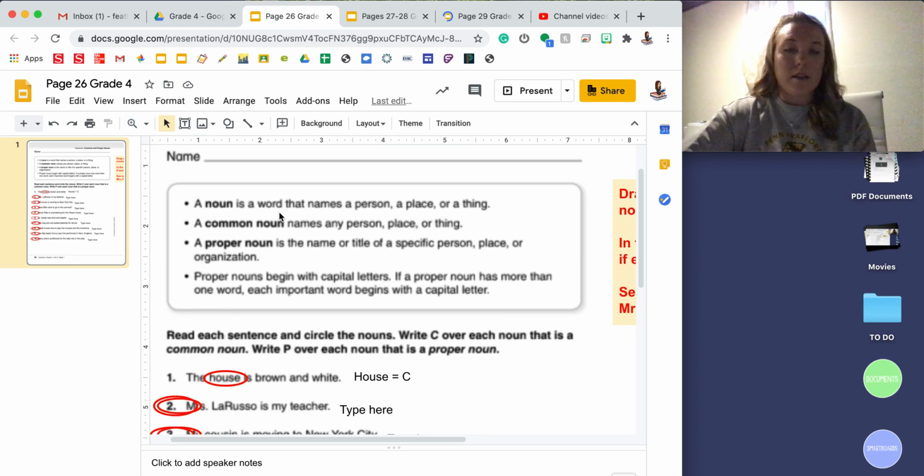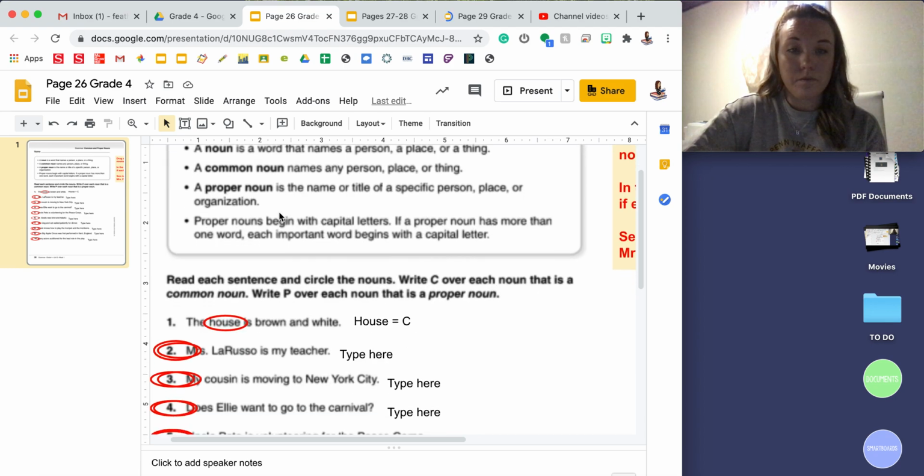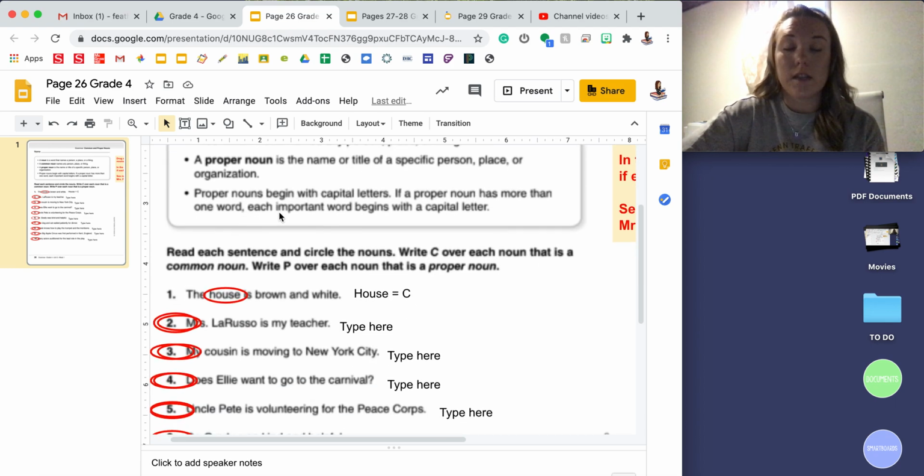The box reminds us that a noun is a person, place, or thing. A common noun is any person, place, or thing. For example, student, teacher, book, desk, school. A proper noun is a specific person, place, or thing. We know that proper nouns need to begin with capital letters, and if a proper noun has more than one word, each important word begins with a capital letter.